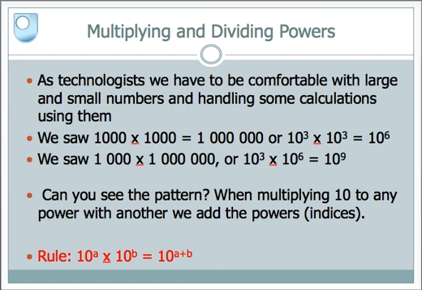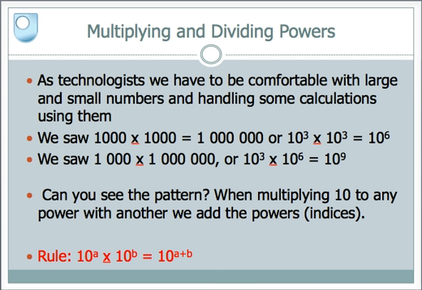As technologists, we have to be comfortable with large and small numbers and handling some calculations using them. We've already seen that 1,000 times 1,000 is 1,000,000, or basically 10 to the power of 3 times 10 to the power of 3, and that gave us 10 to the power of 6. We saw that if we multiplied the million by another 1,000, this gave us 10 to the power of 3 times 10 to the power of 6, gave us 10 to the power of 9, or basically the giga. You can see the pattern.